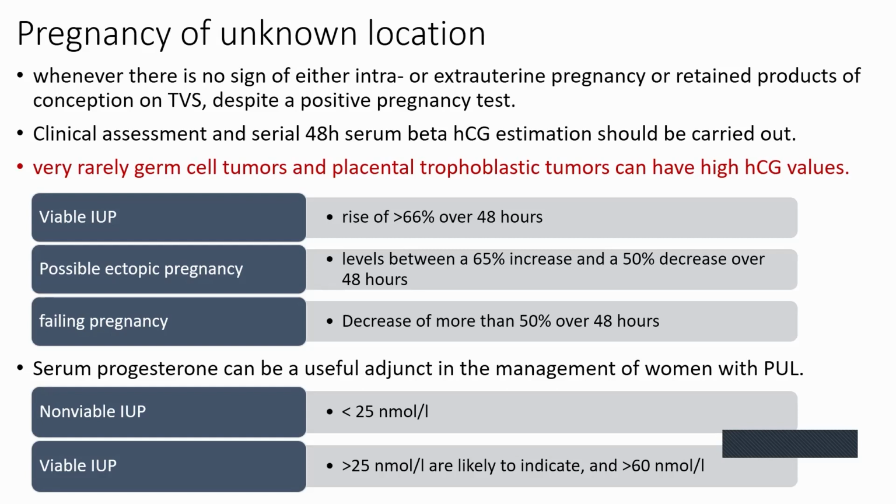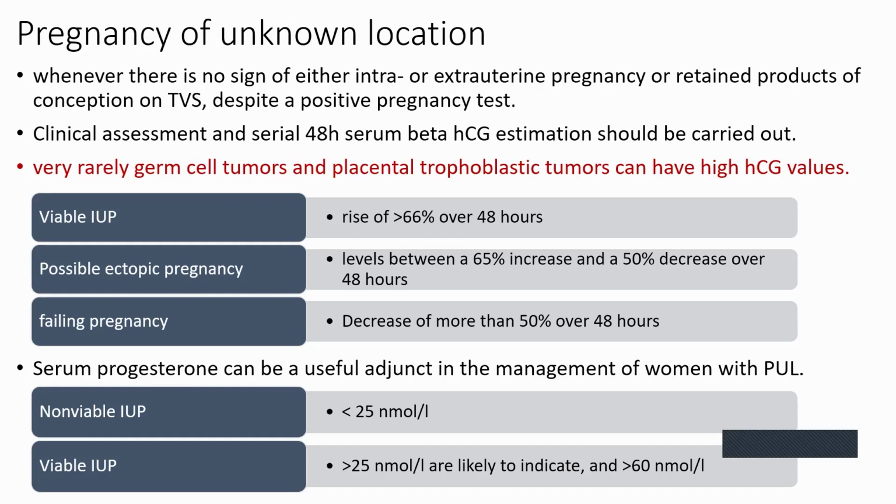And if the pregnancy is indeed a viable intrauterine pregnancy, there would be a rise in beta HCG level by 66% in 48 hours. And if it is a failing pregnancy, either ectopic or an intrauterine pregnancy, there will be a drop in beta HCG of more than 50%. In between, if the levels do not rise more than 65%, or if they do not drop more than 50%, there is a high chance the patient is having an ectopic pregnancy, but we can't visualize it using the ultrasound scan.